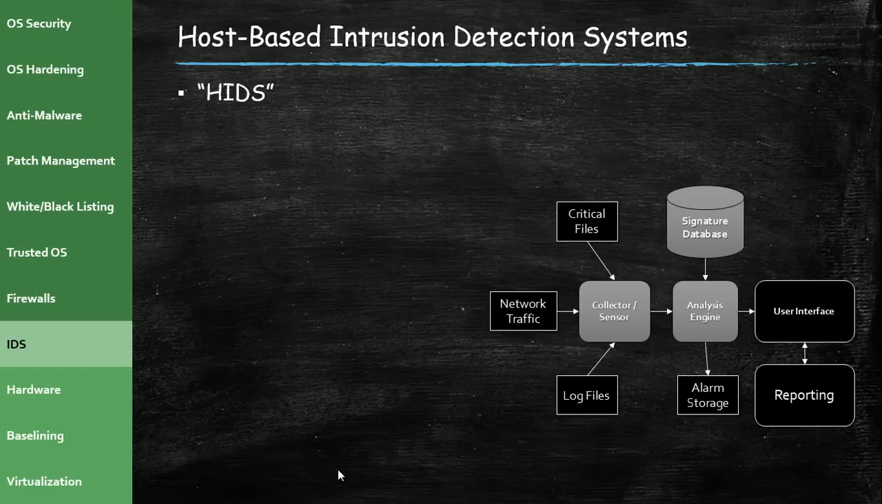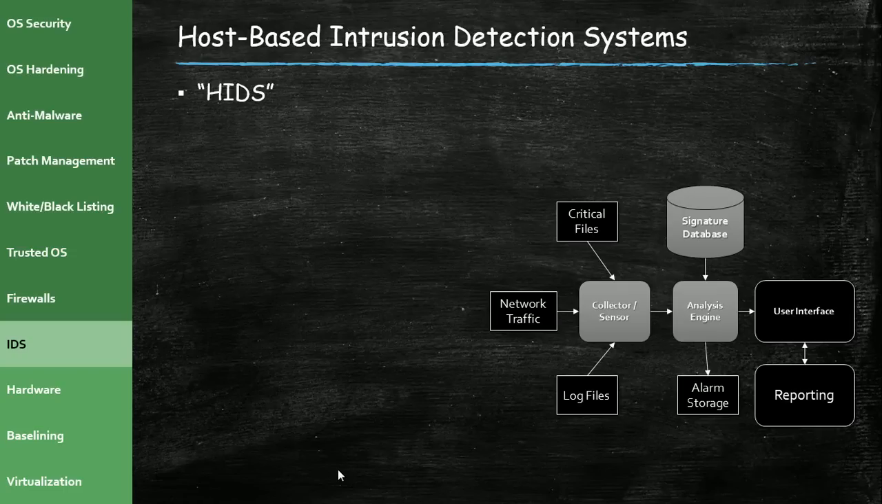The gray items you see on my screen are the actual IDS, and also the rectangles you see that say user interface and reporting. So usually you've got this collector or sensor, which is basically looking at critical files on the file system. It's looking at network traffic, so traffic leaving and entering our host, and it's looking at log files. And it's putting all of that together. So it's taking a combination of all these different things, aggregating that and pushing that into the analysis engine.